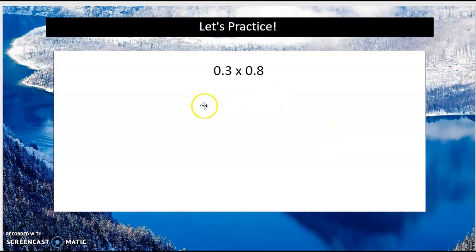Okay, now we need to practice. Put those strategies to practice. Well, when we're multiplying decimals, do we line them up? No, we do not. In this case, we are going to pretend like they aren't there. And really, if we're pretending like they aren't there, we're going to act like we are multiplying 3 times 8.